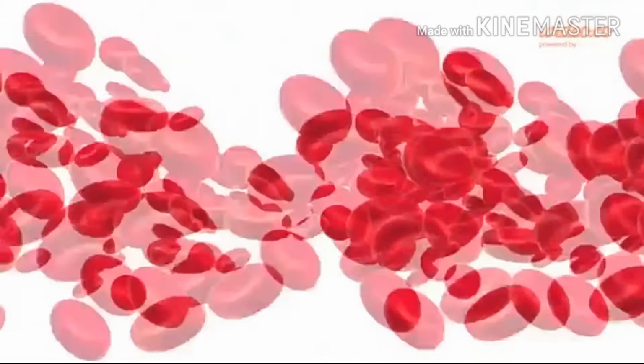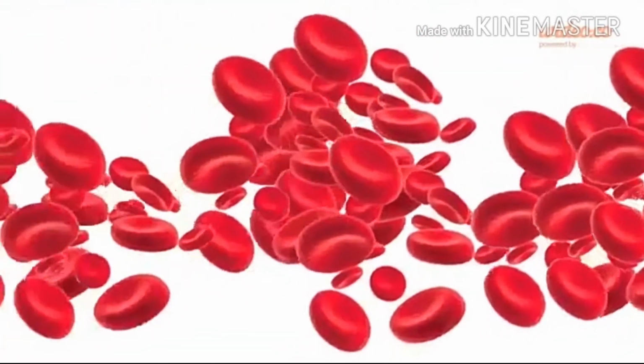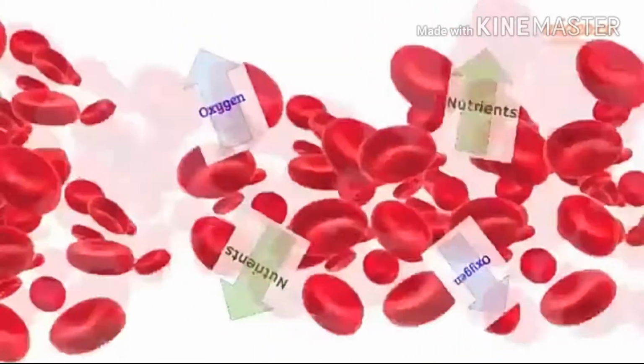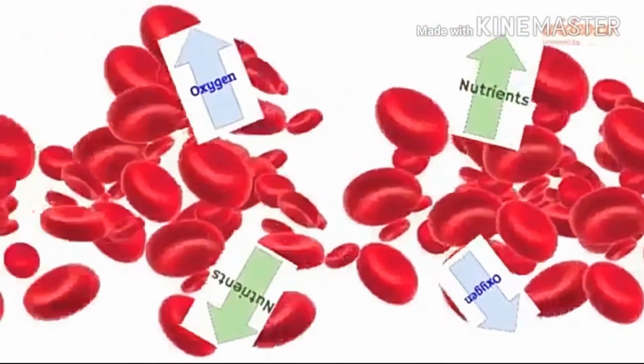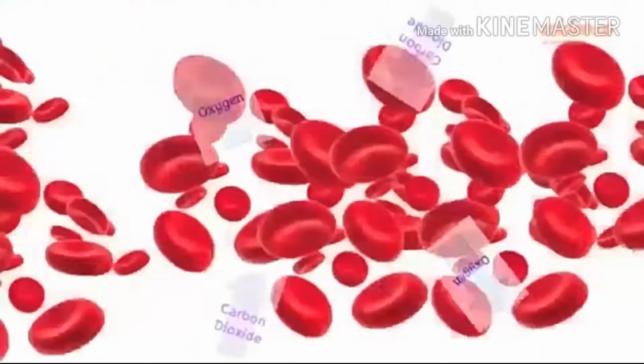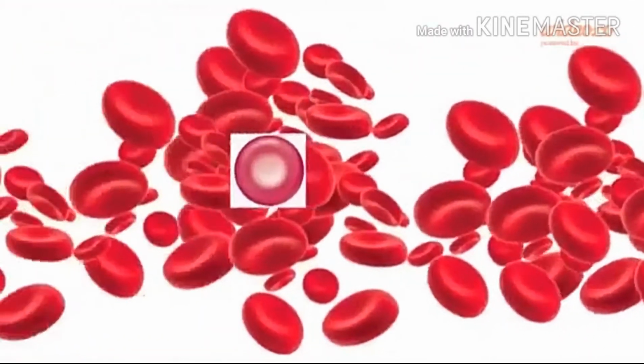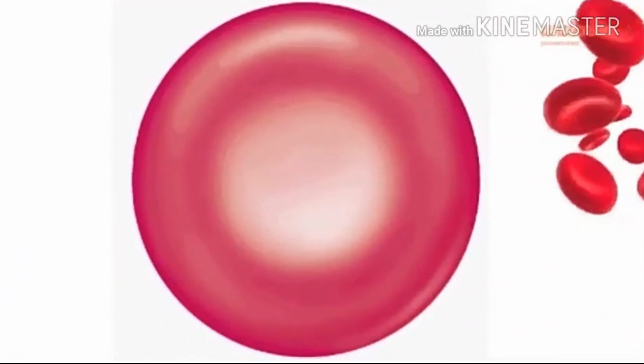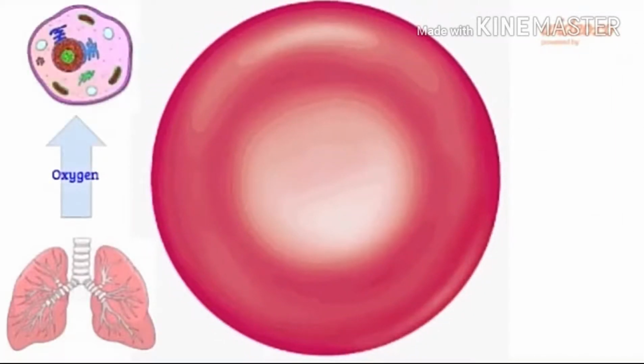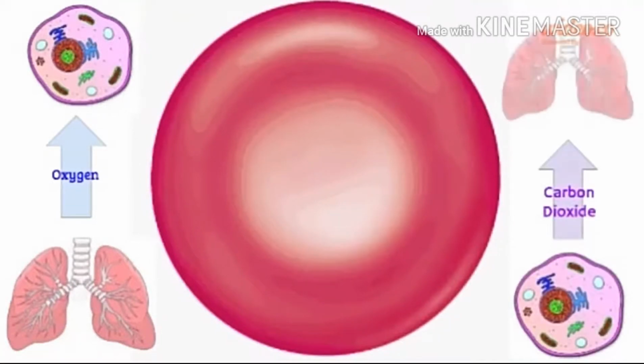But how is it transported to the whole body? Blood is a fluid inside your body which transports nutrients and materials to and from your cells. It brings oxygen to all your cells and collects carbon dioxide from your cells. Blood contains different components. The main component is red blood cells, or RBCs. The RBCs carry oxygen from the lungs to the cells of the body and carbon dioxide from the cells to the lungs.